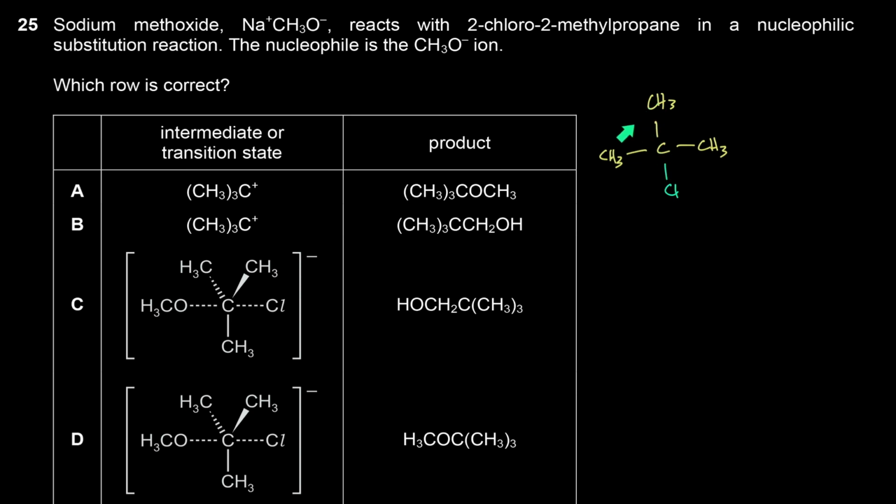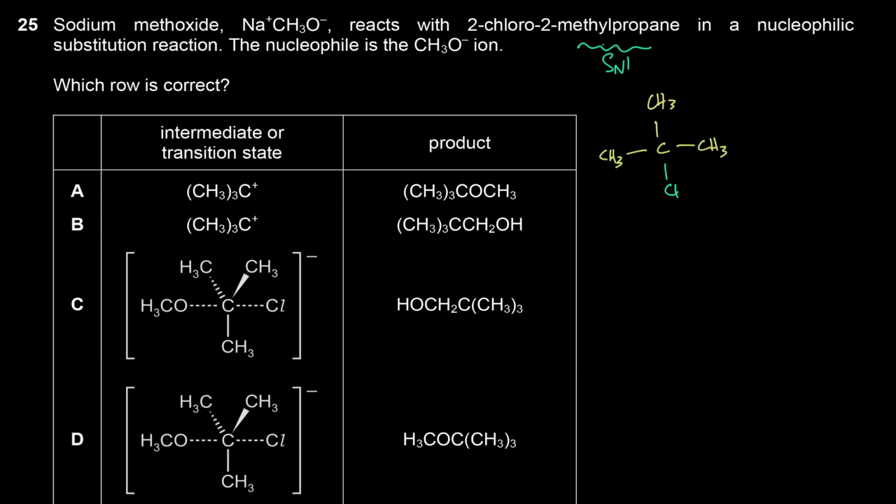Then, are tertiary carbocations more favored or less favored? Tertiary carbocations are more favored, right? So that means this will undergo what mechanism? Will it be SN1 or SN2? It will undergo the SN1 mechanism, right? We're going to form a carbocation intermediate.